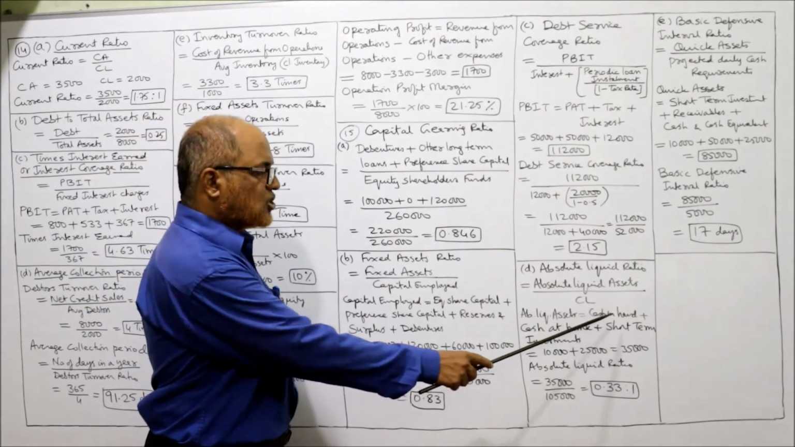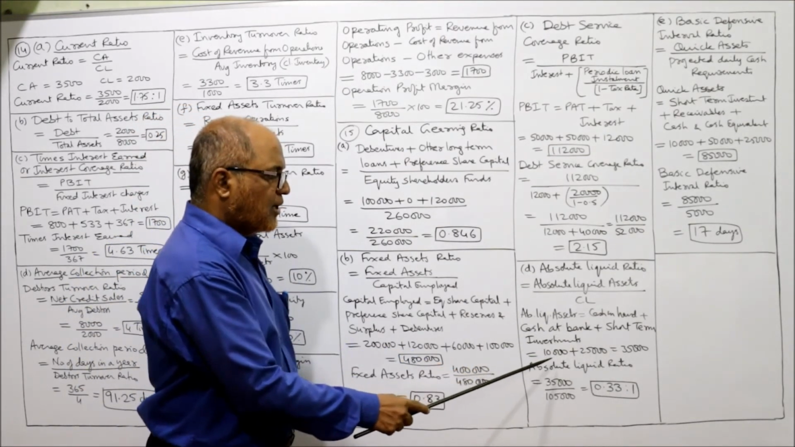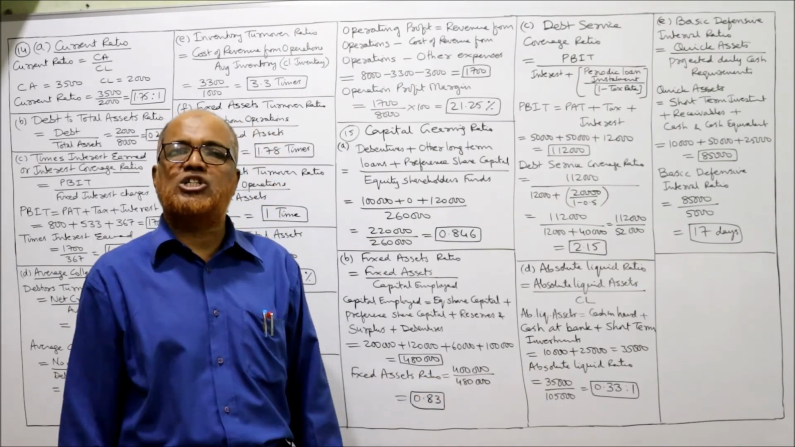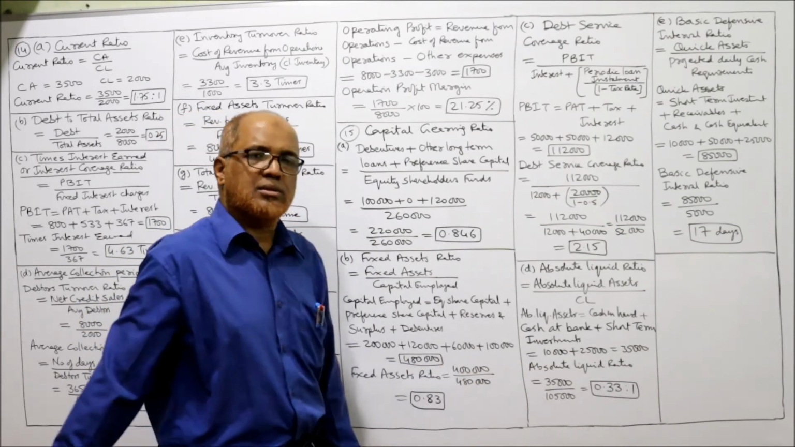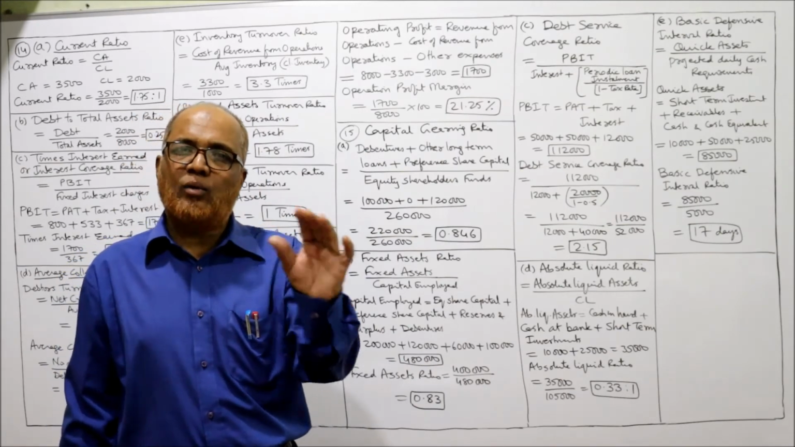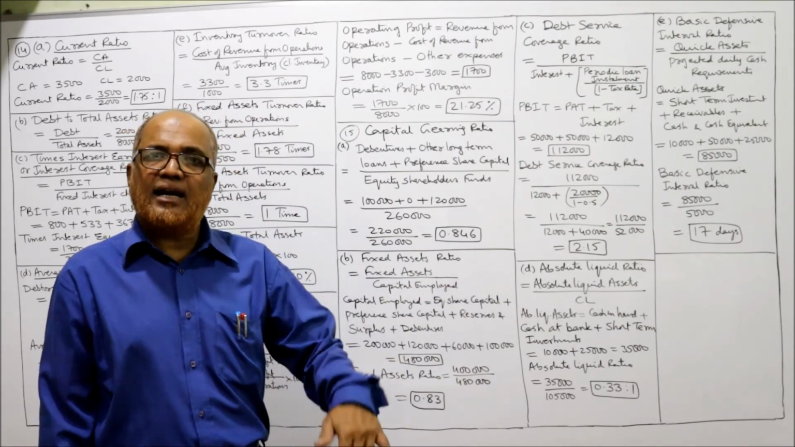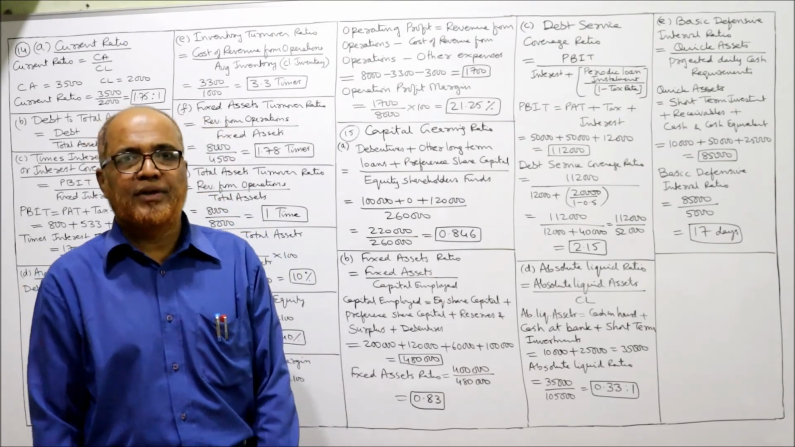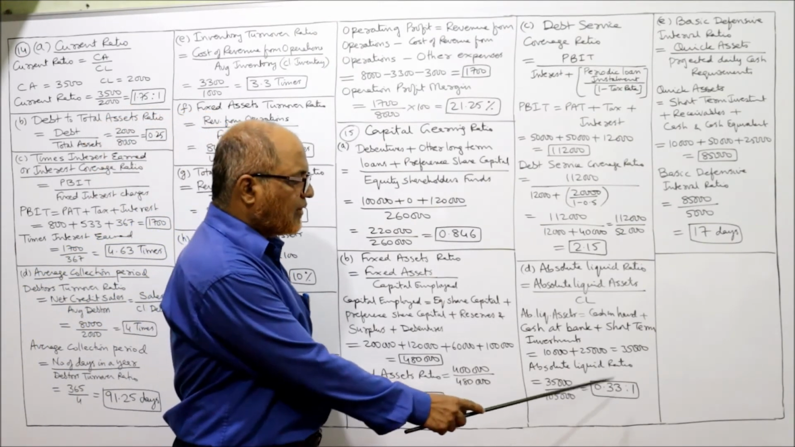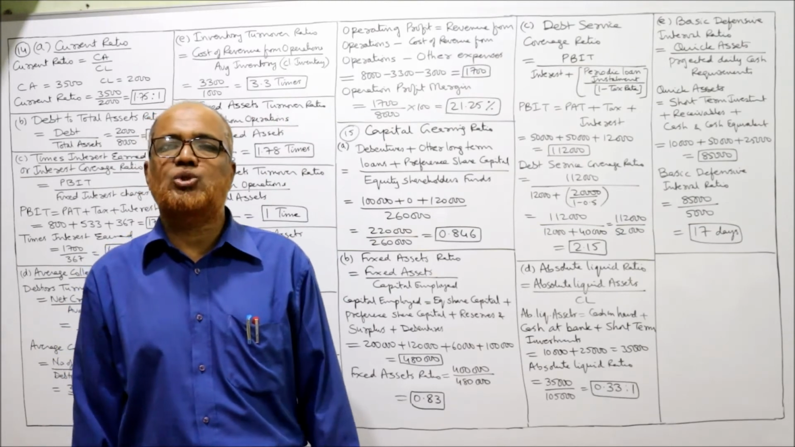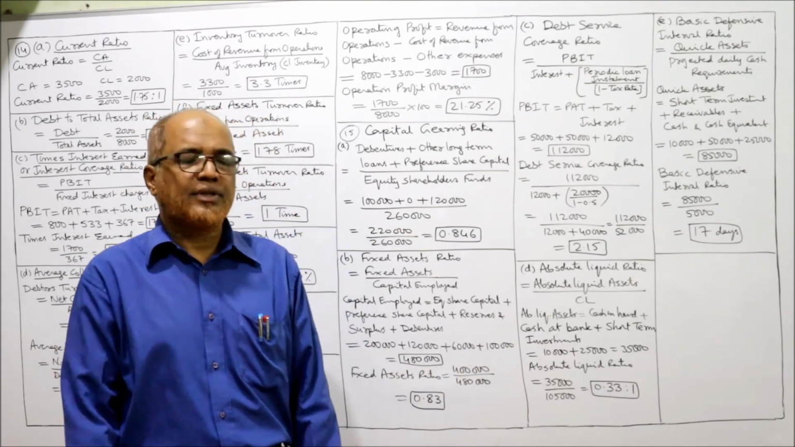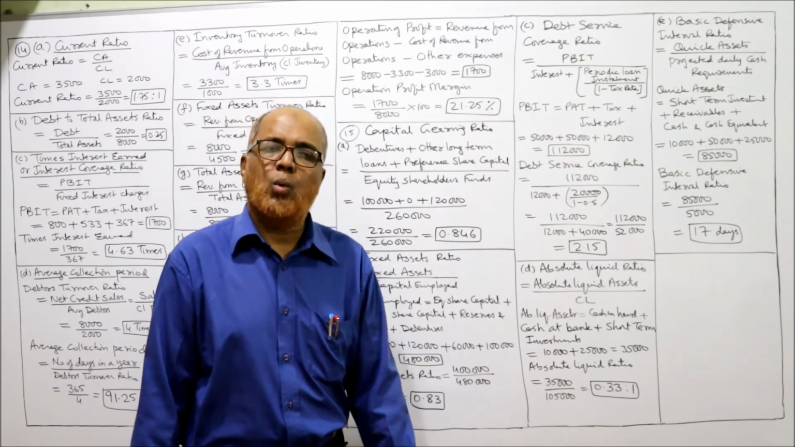So here cash in hand plus cash at bank plus short-term investment. So 10,000 rupees are short-term investment, 25,000 rupees is cash and cash equivalent. Total 35,000. So we got absolute liquid assets 35,000. And current liabilities are given in the problem, 1 lakh 5,000 given in the balance sheet. So 35,000 divided by 1 lakh 5,000, 0.33 is to 1. Because it's a liquidity ratio. That's why 0.33 is to 1.